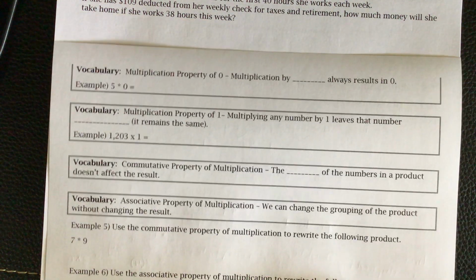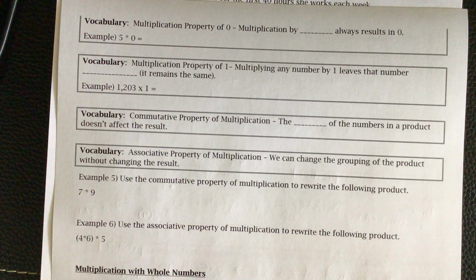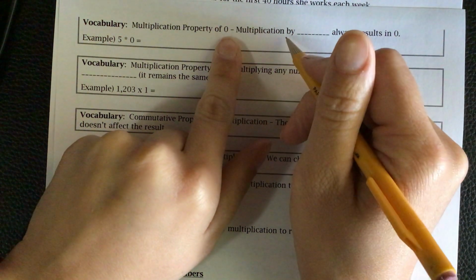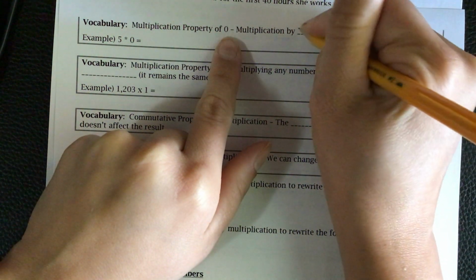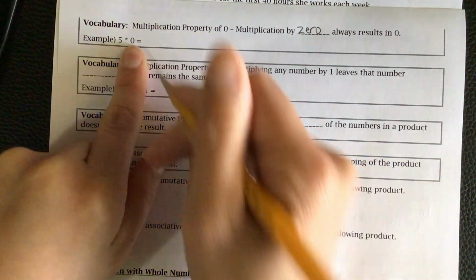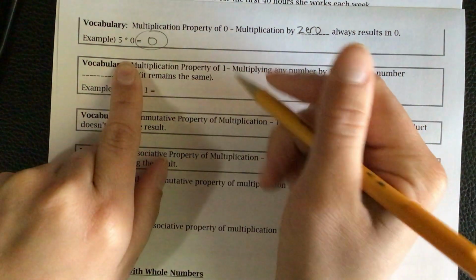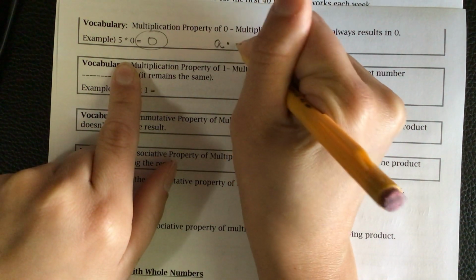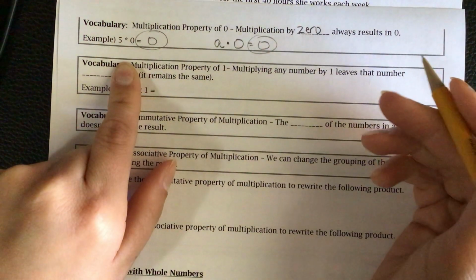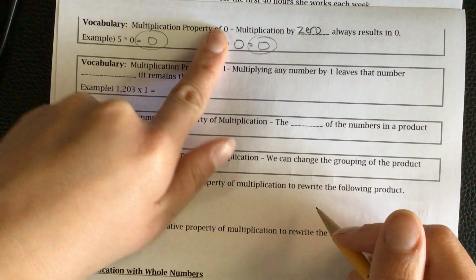Let's look at the next. These are properties. Because we're multiplying, we're talking about the multiplication properties, so understand that these are all multiplication pieces. Notice it says multiplication property of 0. Multiplication by 0 always results in 0. So 5 times 0 is 0. You could say a letter like A times 0, and it will also be 0. Anything times 0 is 0. That's the multiplication property of 0.